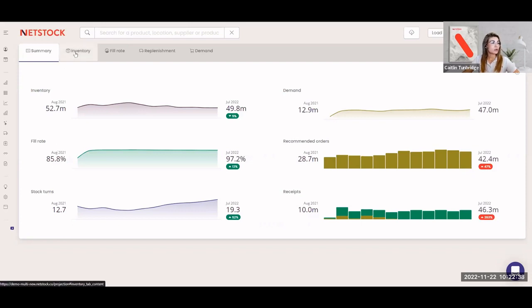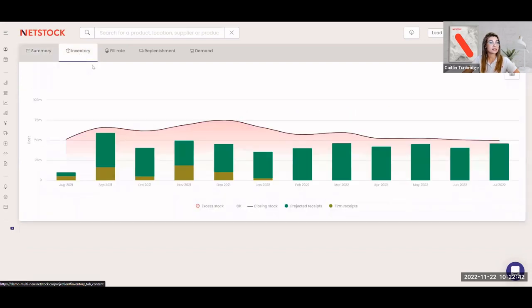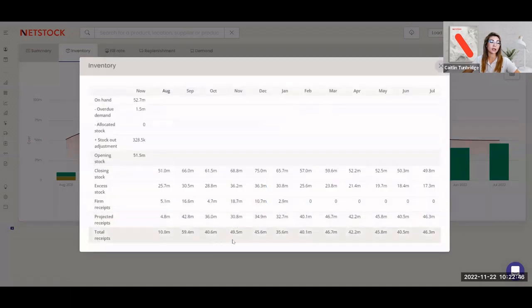Now we can even start to drill down and see, well, what's actually happening to that inventory over the next 12 months? And is there any other areas that we could look at to help reduce tying up working capital? We'll tell you what your predicted closing stock will look like over the next 12 months, what our estimated excess stock would be, what we're already committed to receiving in the warehouse based on firm orders that we've already placed, and then what we project you'll be receiving on top of that based upon our recommendations on orders.